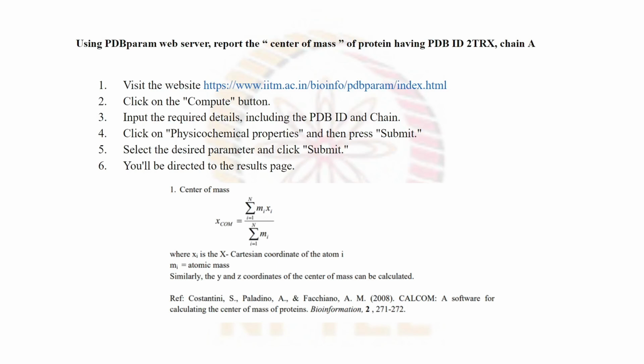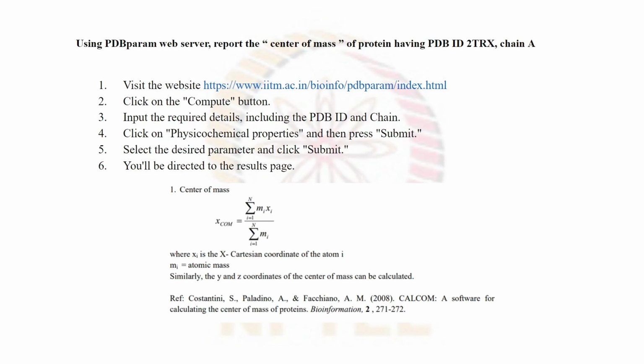The task is on PDBparam. First, visit PDBparam. In Google, you can directly type PDBparam. Once you enter the home page of PDBparam, click on the compute button. You will be redirected to an input page. In the input page, fill in all the required details: the PDB ID, which is 2TRX, and chain ID A.